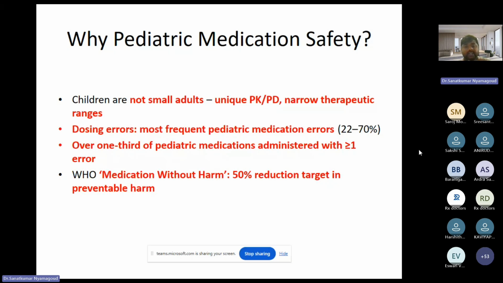Hence, they have a separate requirement for treating them because they have their unique pharmacokinetic and pharmacodynamic parameters. And we have a lot of drugs with a narrow therapeutic index and narrow therapeutic range, so the same drugs cannot be given to the children or pediatric population. Hence, it is very important for us to understand that pediatric medication safety is very important.